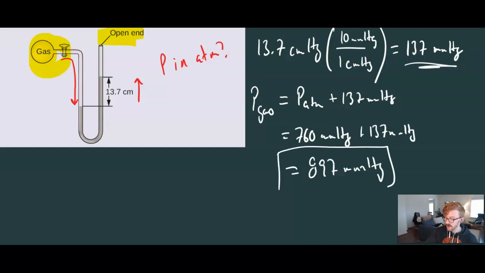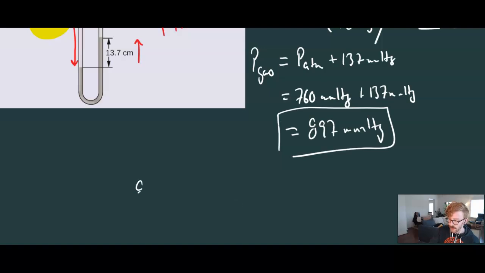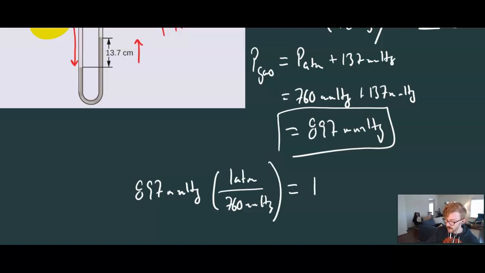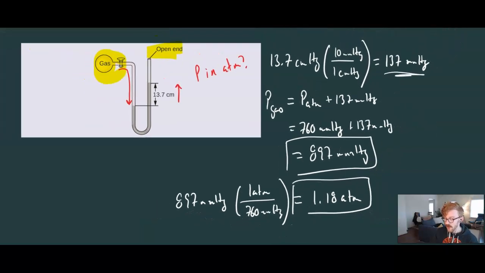Okay, so that's from the equation that I gave you above. So what is this in atmospheres? We take 897 millimeters of mercury, and we know that the conversion factor is 760 millimeters of mercury is equal to 1 atmosphere. So what this gives us then is 1.18 atmospheres. We did predict, just based off of looking at how the displacement occurred in the manometer, that it's greater than 1 atmosphere, and we have confirmed that in this example problem.